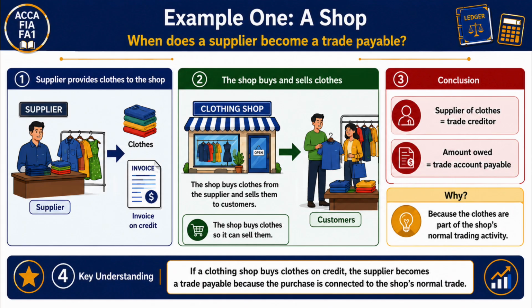Example 1. A shop. Imagine a clothing shop. The shop buys clothes from a supplier and sells those clothes to customers. If the shop buys clothes on credit, the supplier becomes a trade payable. Why? Because the clothes are part of the shop's normal trading activity. The business buys the clothes so it can sell them. So, the supplier of the clothes is a trade creditor, and the amount owed is a trade account payable.